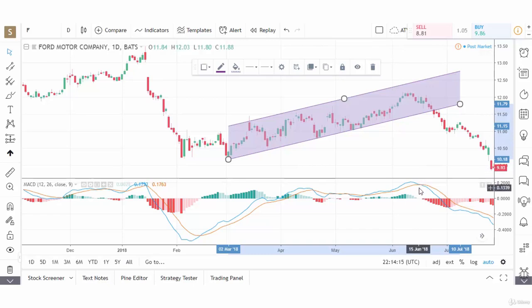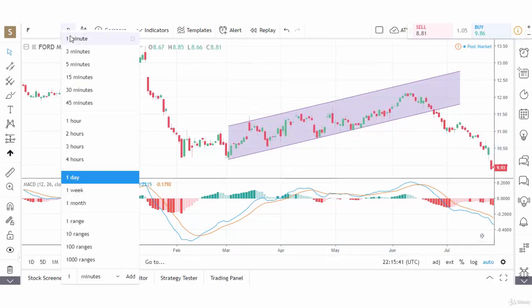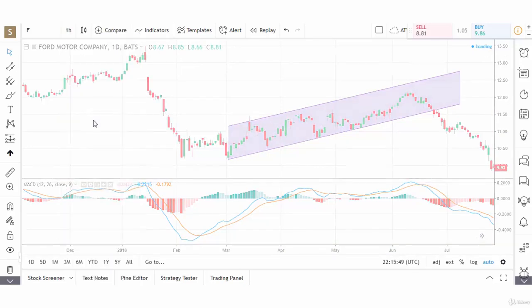As you'll see also, the MACD, which we would have been using in combination with our parallel channel, broke down as well when the stock started to move down here, and it went to a sell signal at this point as well. Let's continue using this chart and see how it would impact our trading if we were trading on an hourly basis. So I'm going to go up here in the upper left and change our time frame to an hourly basis.